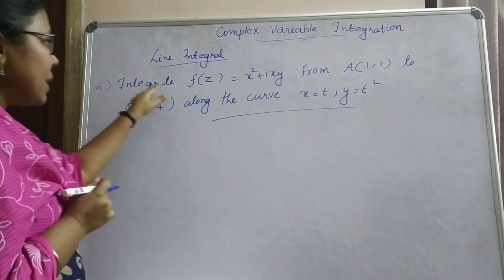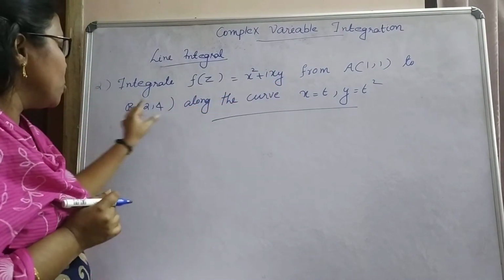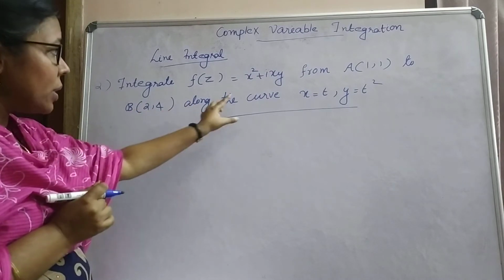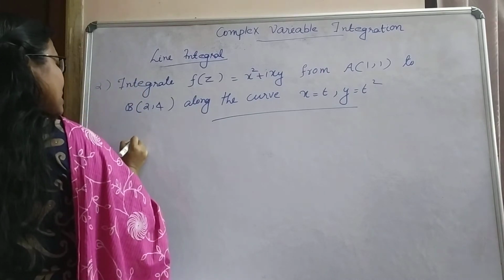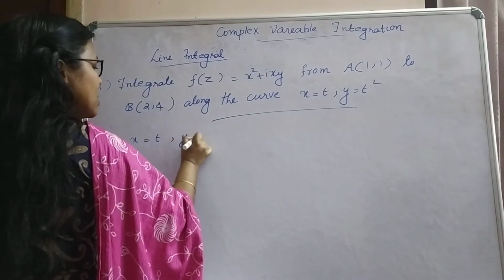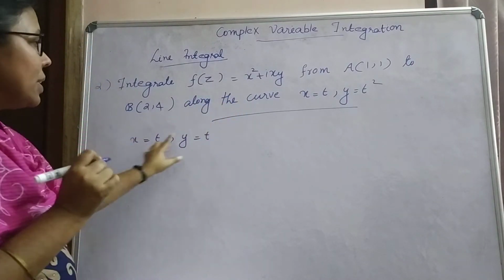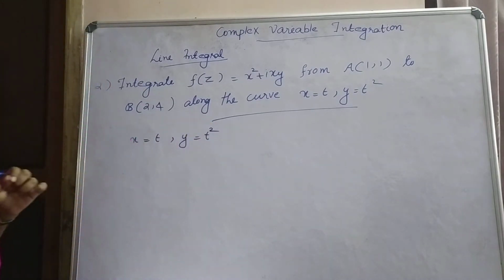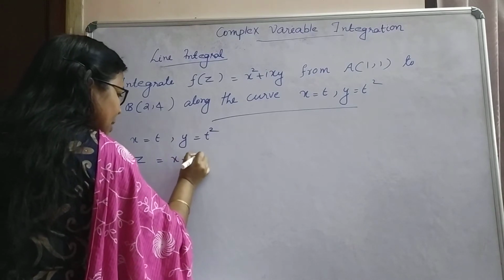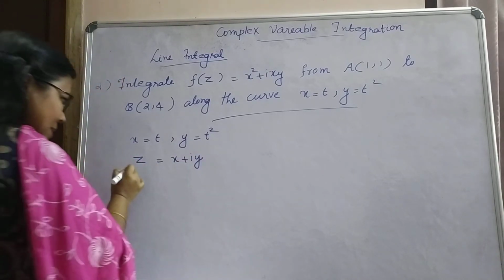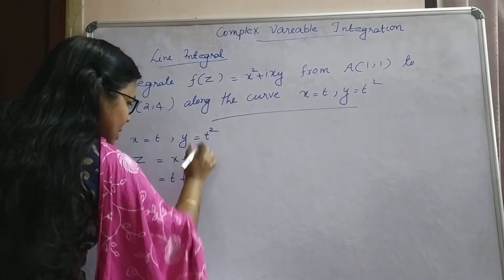Next question is: integrate f of z equal to x square plus ixy from a(1,1) to b(2,4) along the curve x equal to t, y equal to t square. This is the path. Also we know that z equal to x plus iy. Then z can be written as z equal to x which is t, plus i, y which is t square.